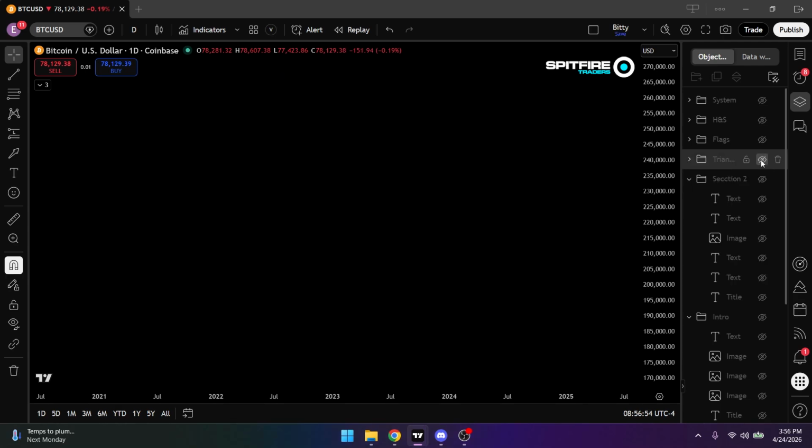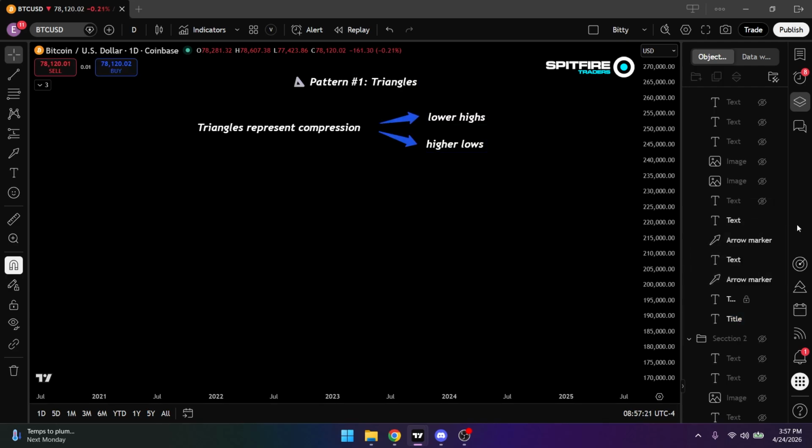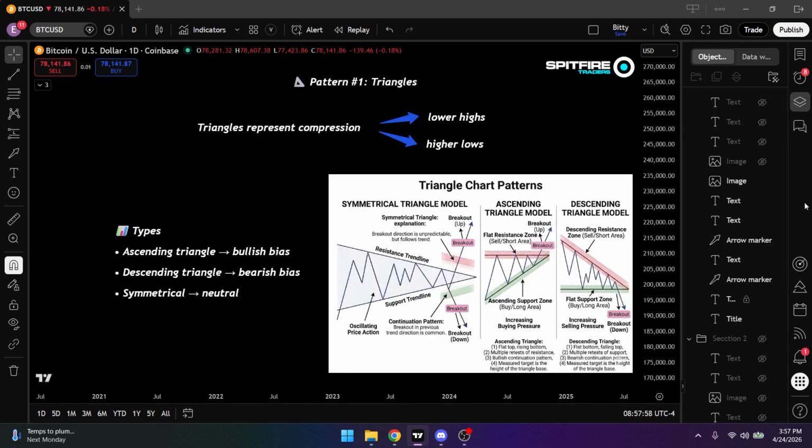Let's start with triangles. Triangles represent compression. Price forms lower highs and higher lows. This creates a tightening structure. What does it mean? It means that the market is building pressure. Buyers and sellers are both active, but neither side is winning yet. Eventually, price breaks out. So we have three types: ascending triangle for bullish bias, descending triangle for bearish bias, and symmetrical, which can break either way.